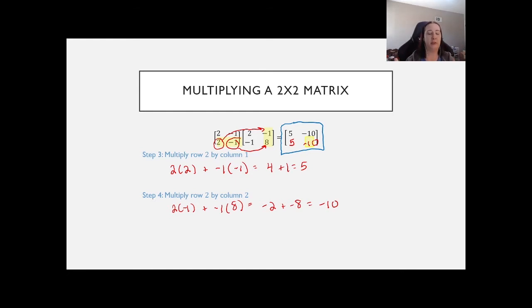This is an example with just a 2x2. Now I'm going to do multiple examples with other sizes, like a rectangular times a square. We've got some word problems, so we've got lots of practice coming up here.